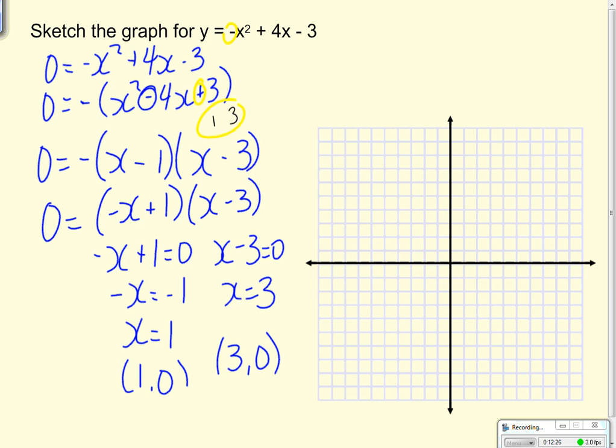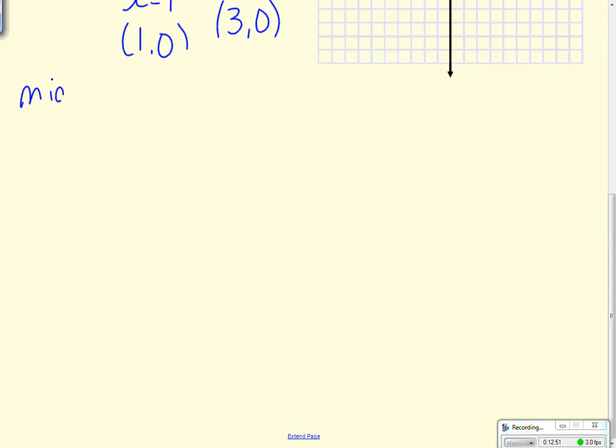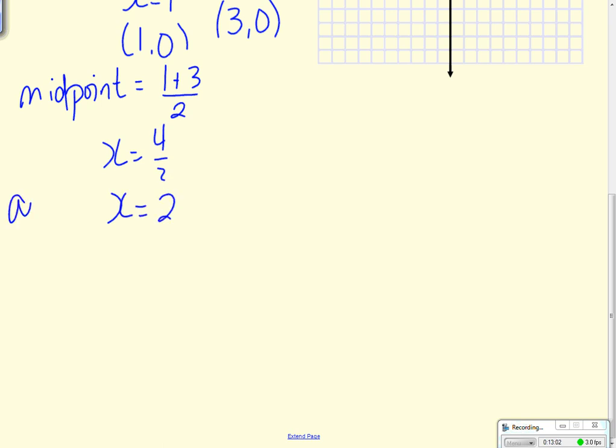And in case you're worrying, if we had done the second one, it would have been negative x plus 3 equals 0, and that would have given us x equals 3 also. So it doesn't matter which one you put the negative sign through to. All right, so we have 1, 0 there, and 3, 0 there. Now to find the midpoint of that, we add our x coordinates together. We get 1 plus 3 over, and we divide by 2. So x is equal to 4 over 2, which is 2. And that's our axis of symmetry. And we can draw a line there.